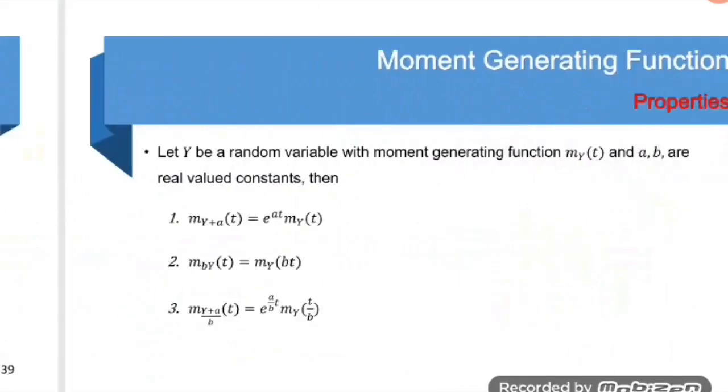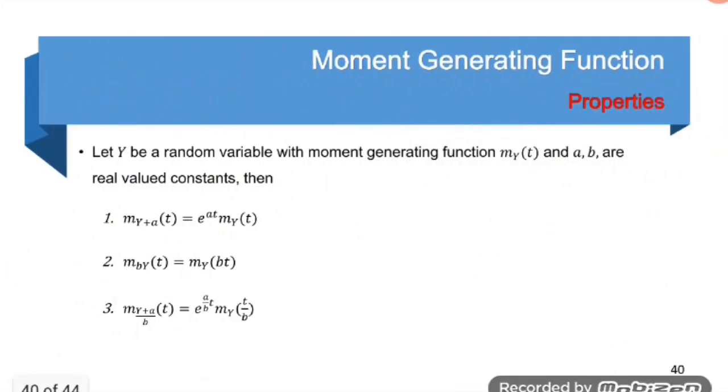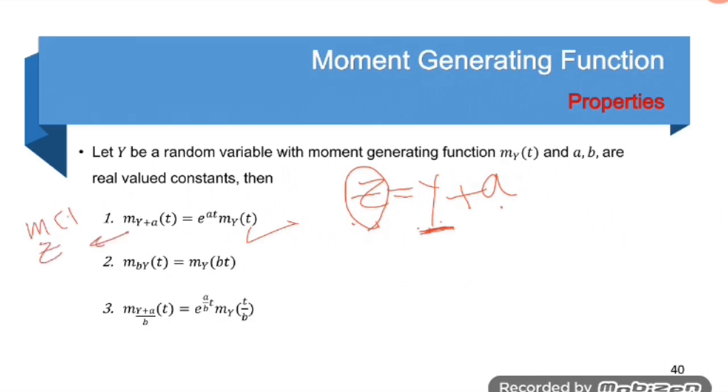Again, there are some properties, and we discussed those properties before in the discrete case. If we have a function of the variable, say for example z equals y plus a, and we know the moment generating function of y, can we find the moment generating function of z? Yes, by this rule. If z equals y plus a, then the moment generating function of z will be e to the power at, this is the constant times t, multiplied by the moment generating function of y.